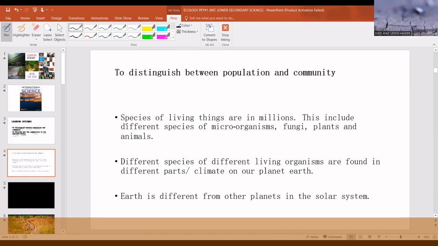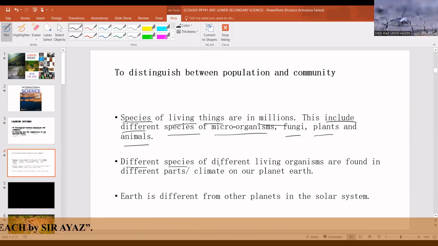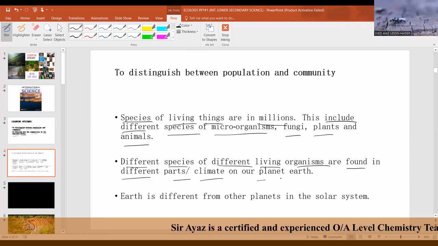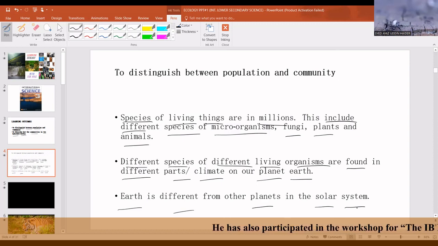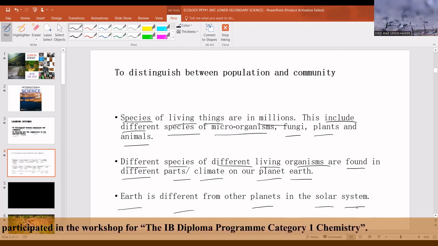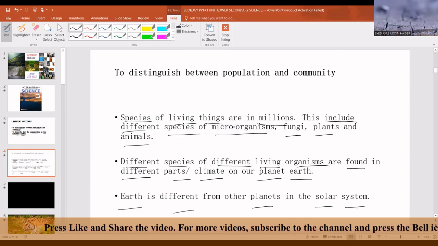You see, the species of living things are in millions. This includes different species of microorganisms, fungi, plants, and animals. Different species of different living organisms are found in different parts and climates on our planet Earth. Earth is different from other planets in the solar system. The reason is that it contains a huge quantity of water and gases that support life. Gases are carbon dioxide and oxygen.